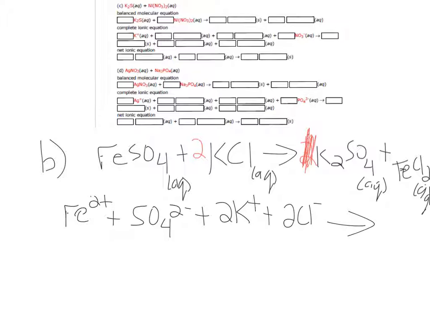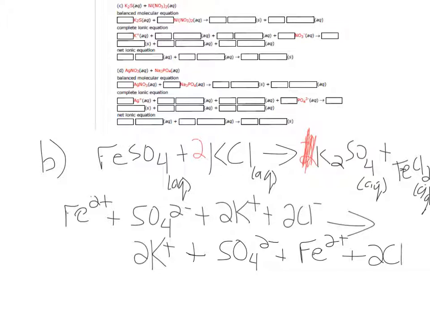On the product side, we have 2 potassiums. The subscript made that a 2. So notice that the subscript 2 can give you a coefficient 2 in the complete ionic equation, as well as a coefficient directly making a coefficient 2 in the complete ionic equation. And lastly, we break apart iron(II) chloride. And we have a nice complete ionic equation.